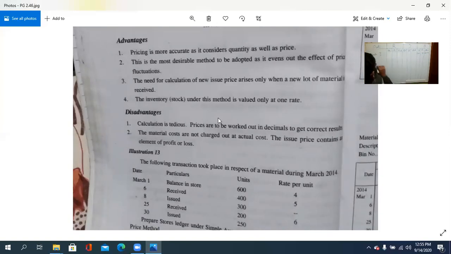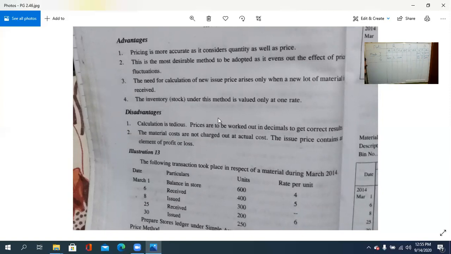Then received, next is what? March 6, received how much? Received 400 units at the rate of rupees 5, that is 2,000. So it is increased: 600 for 2,400, then 400 at 5, 2,000.